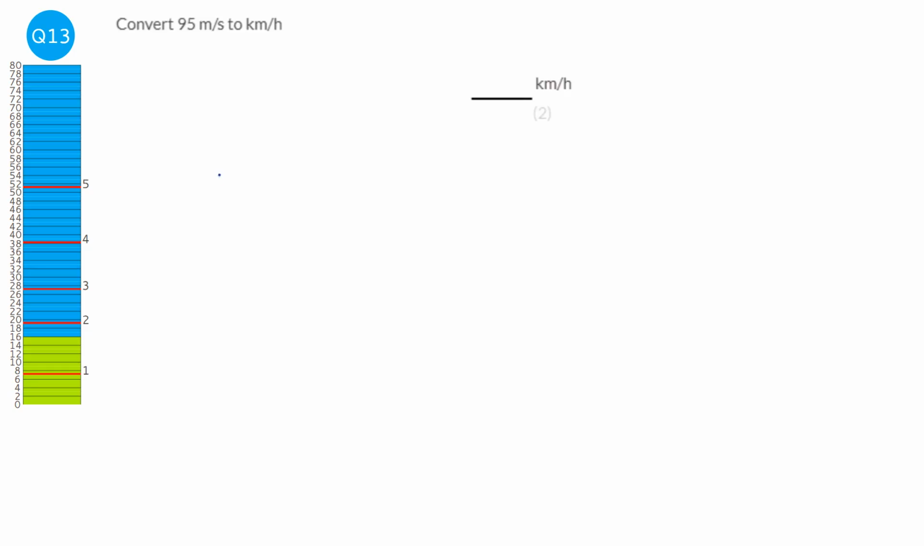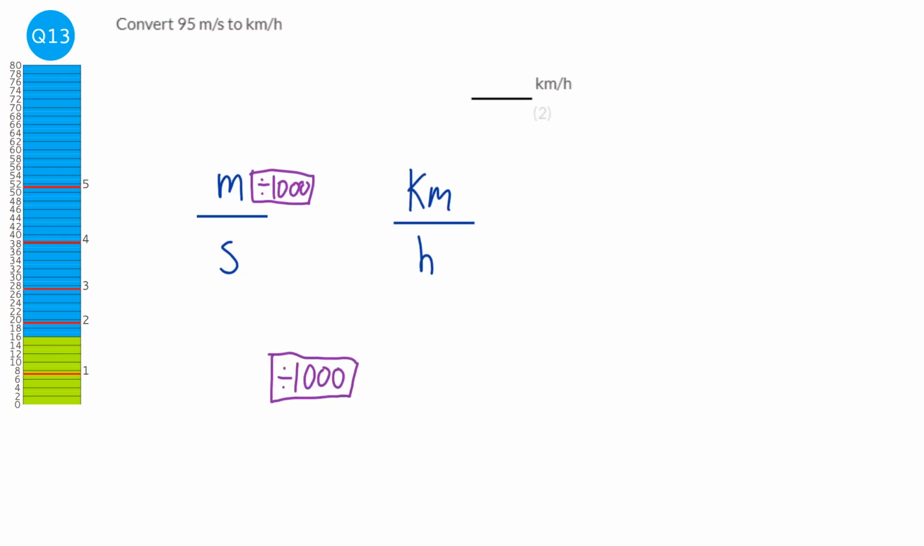So for this question, we need to understand that the units we currently have are in meters per second, and the units we want to convert them to are kilometers per hour. To convert the meters part is quite easy, because all we need to do is divide by 1,000. When you divide the top of a fraction by 1,000, you just divide the whole thing by 1,000. So we've got 95, and we divide by 1,000, so we get 0.095, and that's going to be kilometers per second, because we haven't dealt with the seconds yet. So that's the easy part.